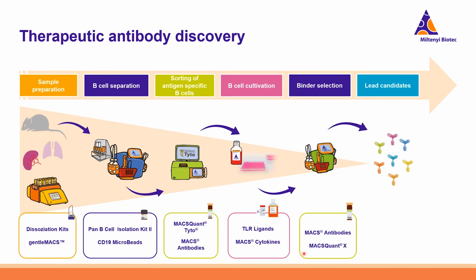For the mouse workflow, if you're starting from spleen or any other tissues, we have dissociation kits and the gentleMACS that is helping you to get a nice single cell suspension. And of course, we also have the specific mouse kits that are helping you to isolate your mouse B cells. For mouse, you can also use the MACSQuant Tyto and the MACS antibodies to sort your antigen-specific cells. For mouse, we also have TLR ligands and MACS cytokines for the B cell cultivation. And of course, for the selection of your binder, the selection of your B cells, we have the MACS antibodies and the MACSQuant X that is helping you a lot with this workflow.